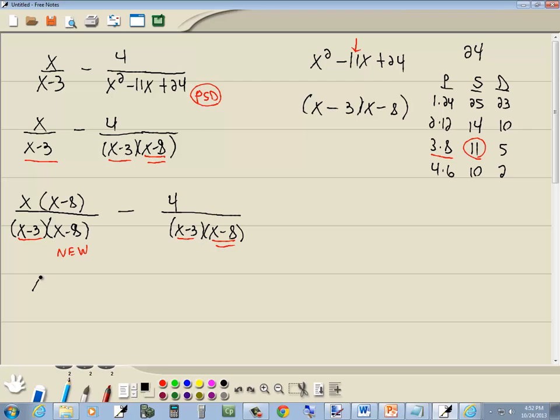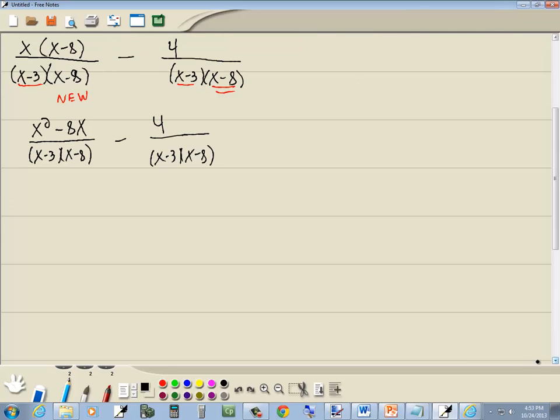Up on top, x times x is x squared. x times negative 8 is negative 8x. All over x minus 3, x minus 8, minus 4 over x minus 3, x minus 8. Well, we have the same denominator now. We got rid of our parentheses on top, so we're going to add or subtract top parts. Now remember, if you have a negative out in front of your fraction, that flips the sign of all the terms up on top. So that's going to flip the sign of the 4. So we get x squared minus 8x minus 4 over x minus 3, x minus 8.